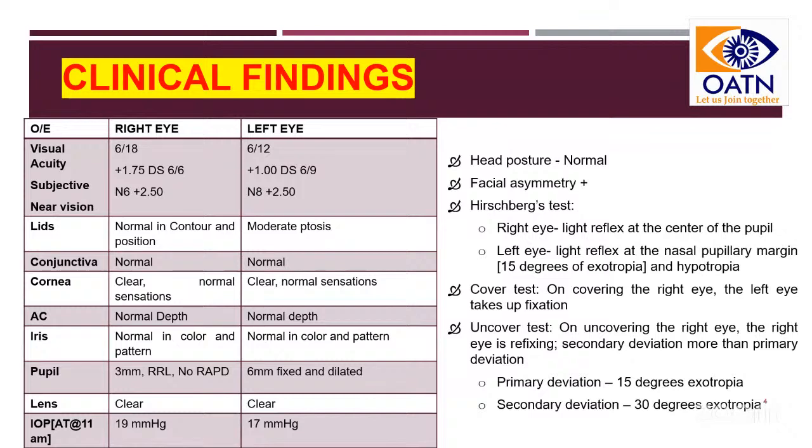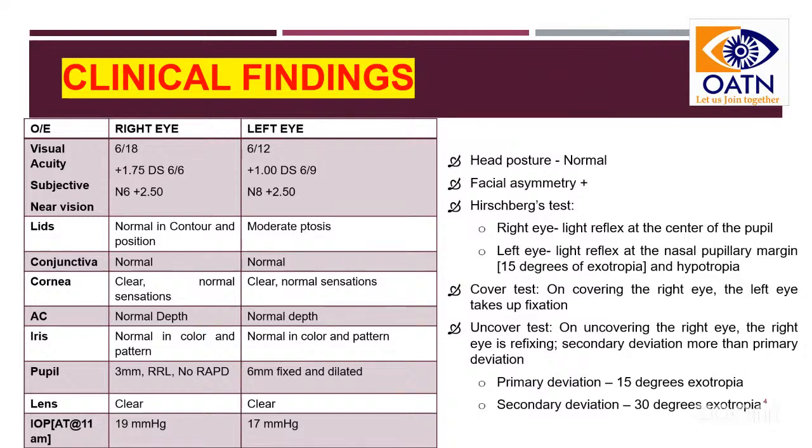Lids, conjunctiva, cornea, and anterior chamber and iris are normal in both eyes. In the pupil, right eye is 3 mm and there is no RAPD. In the left eye, the pupil is 6 mm, fixed and dilated. Both lenses are clear. IOP checked by applanation tonometry at 11 AM is 19 mm Hg in the right eye and 17 mm Hg in the left eye.